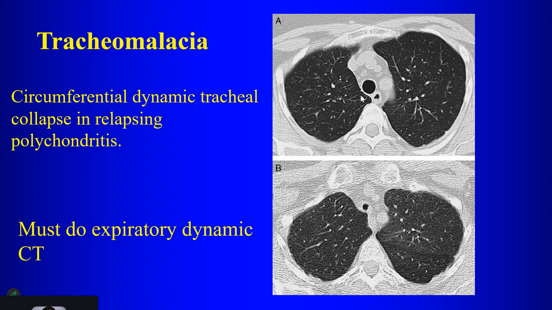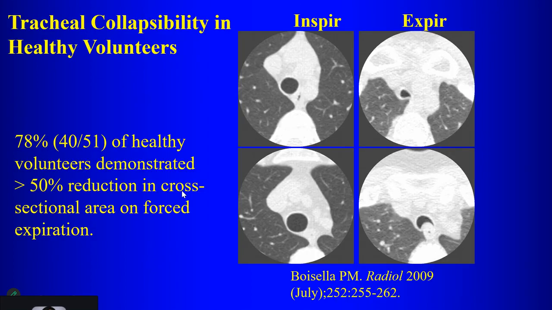So here on inspiration, it'll look normal, but on forced expiration, you'll get that collapse of the trachea, and that's what you're looking for, okay? So the tracheal collapse. Now, you can have, to some extent, normal collapsibility in normal patients, so you have to be careful, right? You don't want to call this on everybody, so what we look for is greater than 50% reduction in cross-sectional area on forced expiration.